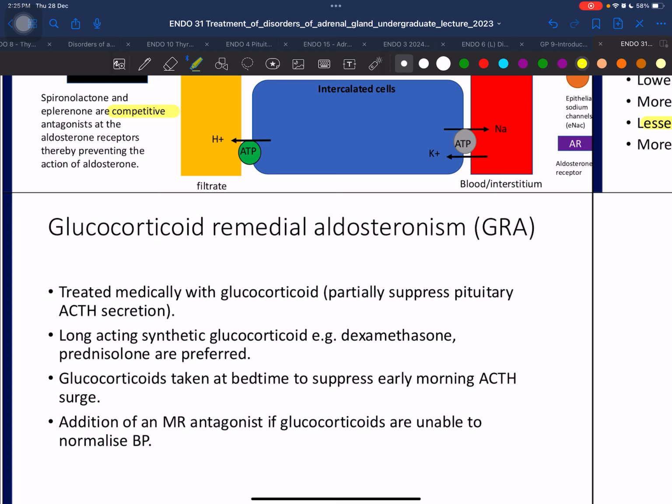A little bit about glucocorticoid remediable aldosteronism. I've told you that this is an inherited disorder, so you can't really do anything about it. What you can do is treat medically with glucocorticoids. There is ectopic production in these tissues that secrete cortisol. So what you do is you give glucocorticoid, for example dexamethasone or prednisolone, the long-acting ones, to suppress the ACTH production. This is what you can do. But this condition is rare.